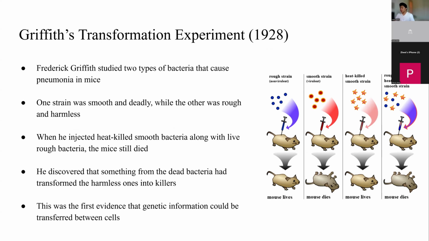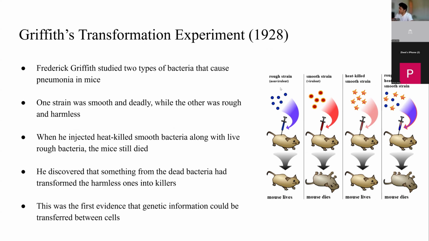And when he had injected these heat-killed smooth strain into mice, the mice lived. But when he injected the heat-killed ones together with seemingly harmless ones, the mouse still somehow died. So let's look at it again.